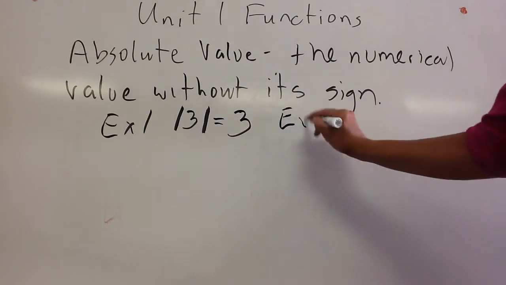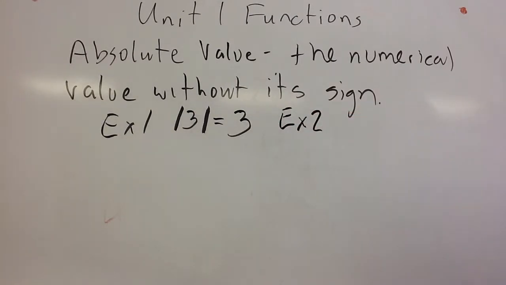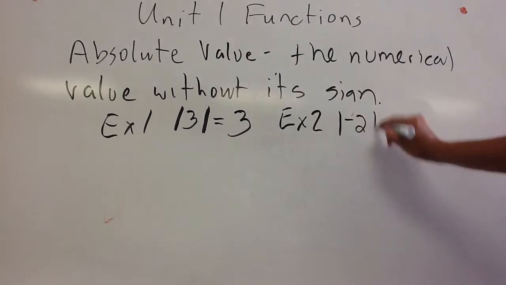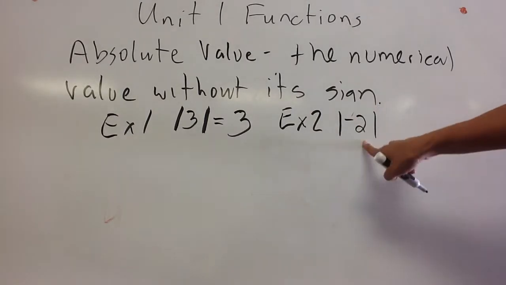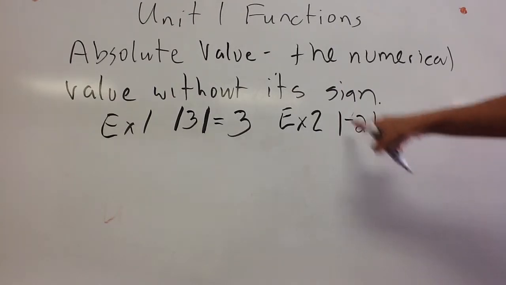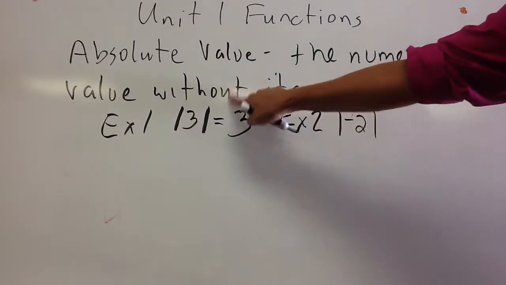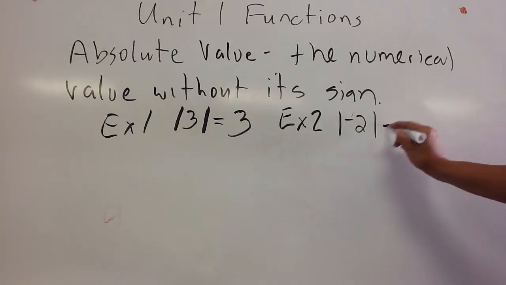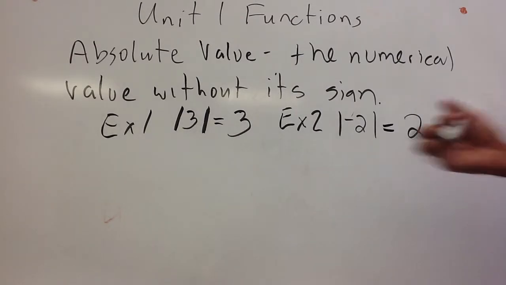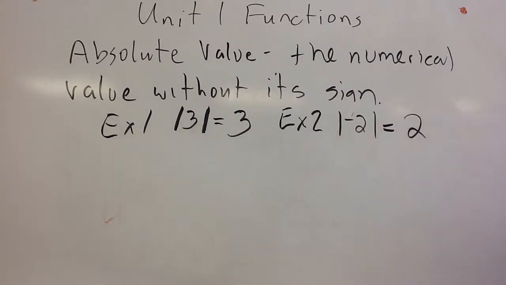Our second example is a little bit more interesting. We could take a look at the absolute value, let's say, of -2. So if we look at the inside, the numerical value here is -2, but I'm not going to include the sign here, so it's going to be just 2. Now don't get that confused with the answer is always positive. It's just whatever's inside of here is going to be considered as the positive value.